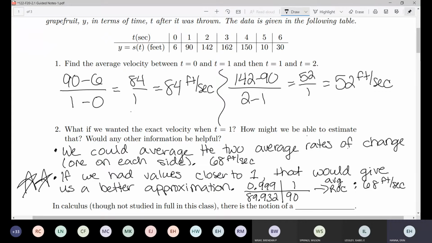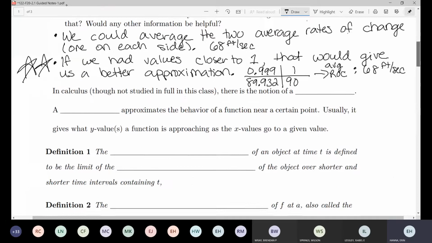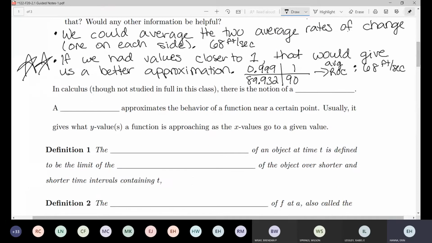So that's the idea that we're going to develop here: we're going to try to find an estimation for the exact velocity at exactly a singular point. Now, we're not going to be able to find it exactly at this point in time. A few sections later, we're going to have some new rules come into our life that would allow us to find it exactly. But we're going to start off with this average rate of change idea to estimate it.